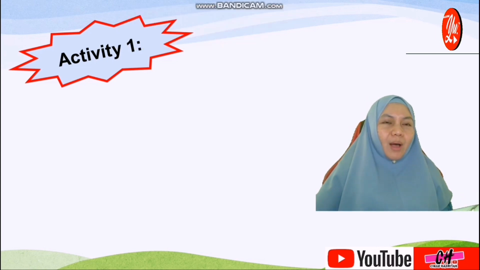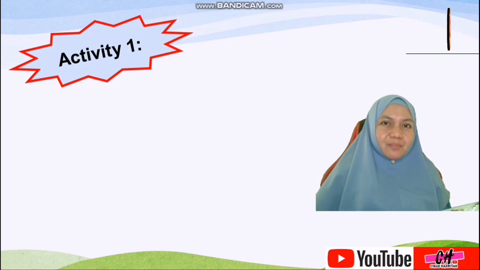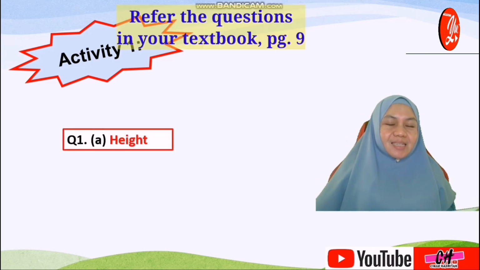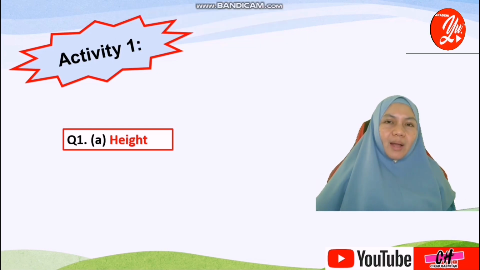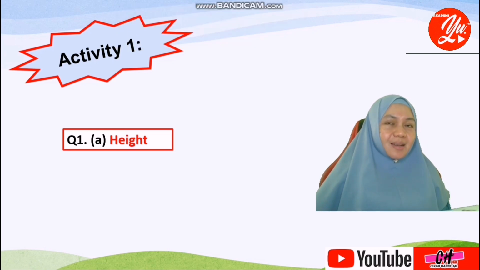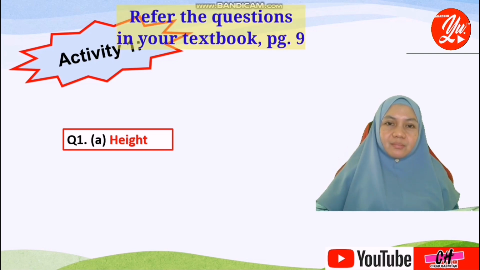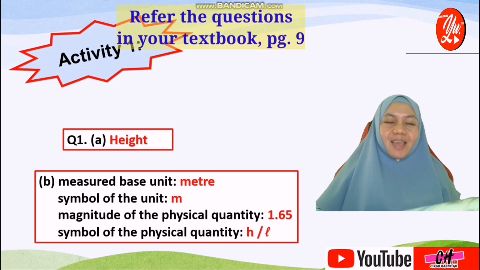So what is the first answer? What did Encik Effendi measure? Very good. Encik Effendi is measuring Whaley's height. So the answer is height. Then how about B? What is the measured base unit? Height is a type of length. It's an example of length, and we measure length in a unit of meter.